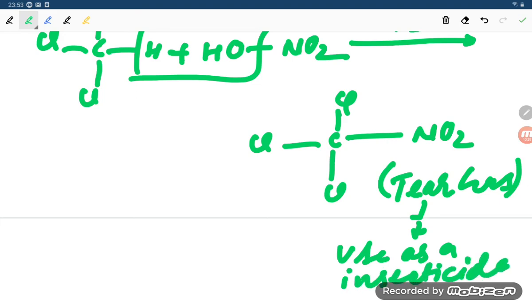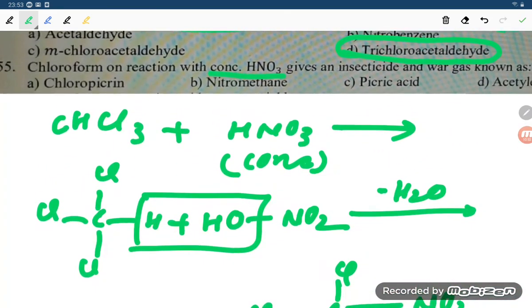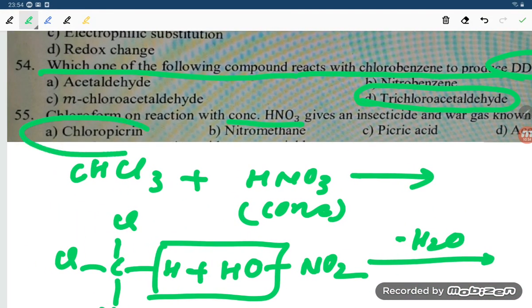What is the name of this one? This name is chloropicrin. So the correct option is option number A, chloropicrin. So for question 55, option number A is correct.